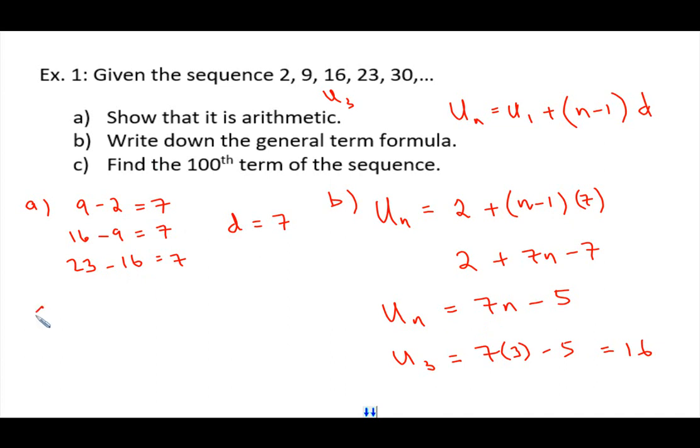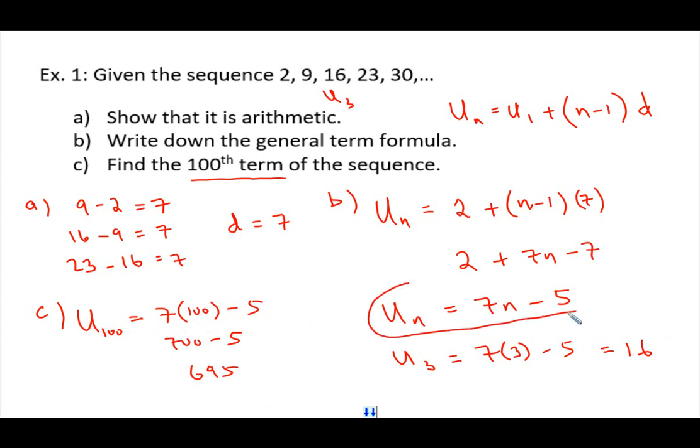And then part C, find the 100th term of the sequence. Well, there's two ways to do this. Since we have the general term formula already, 7n minus 5, if you want to find the 100th term, all you have to do is replace n with 100. So we would end up with 700 minus 5, so we'd end up with 695. That's our answer, okay?